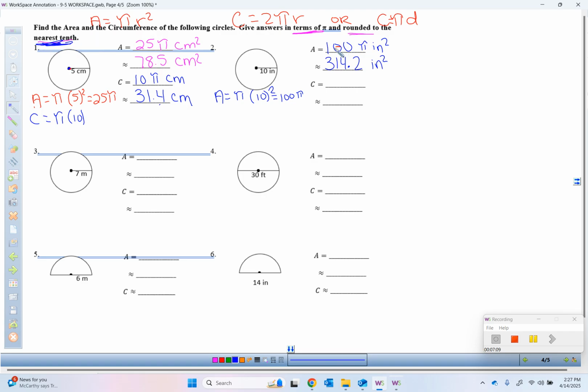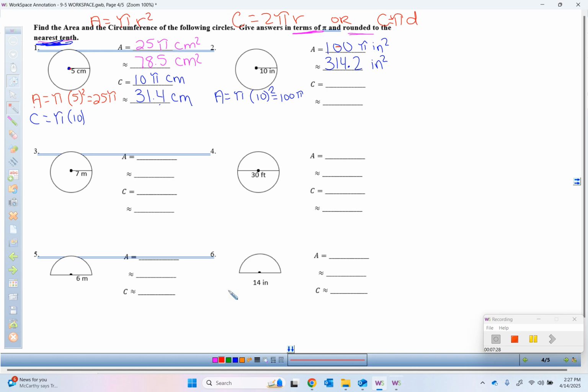And then the other thing I want to point out is when we leave it in terms of pi, that's the most real we're going to get. That's the most exact number we're going to get. This has approximation marks because notice we're rounding. This is a rounded number.